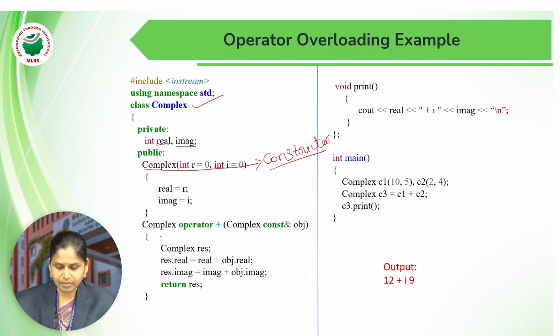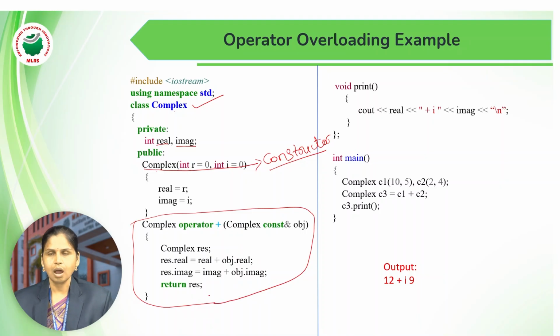Next, here we are overloading the operator. This code shows how we can overload an operator. The syntax is: return type, operator keyword. Here we are going to overload the plus operator. Next, here is the argument. We are using an object as an argument. Next, we have one more member function, that is print.